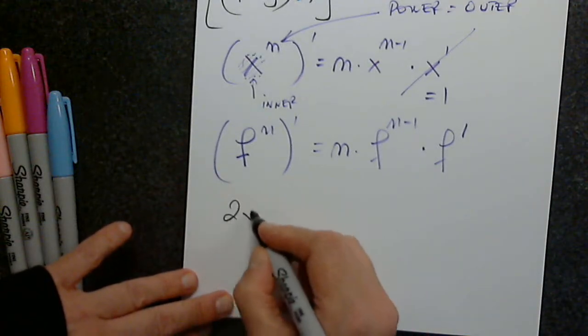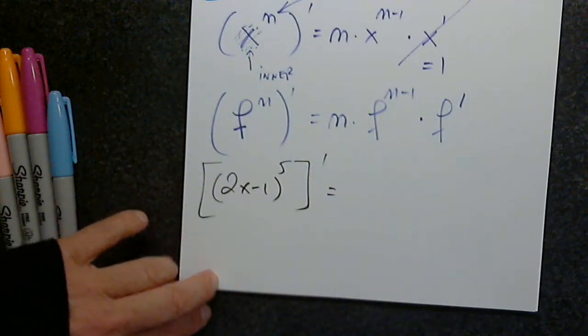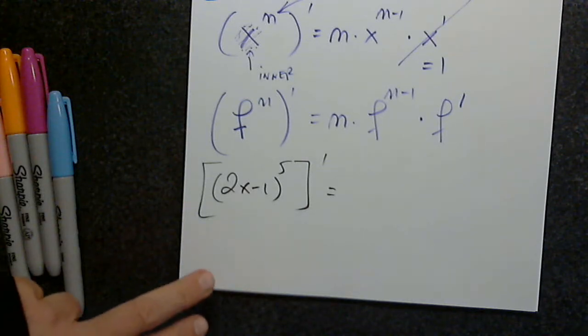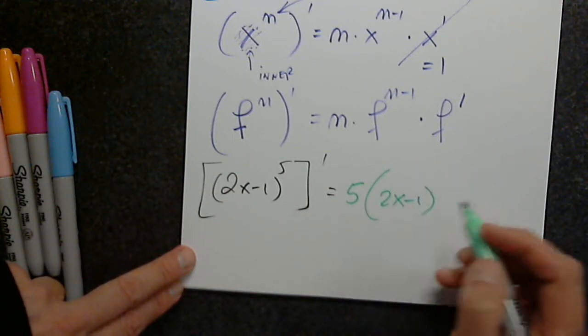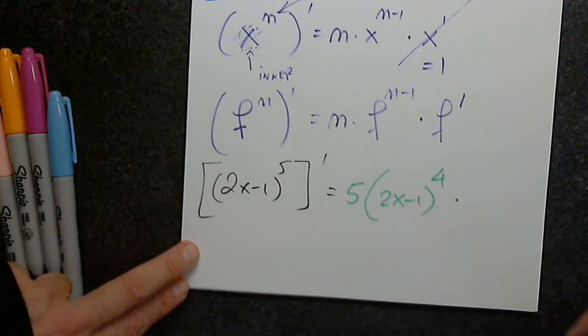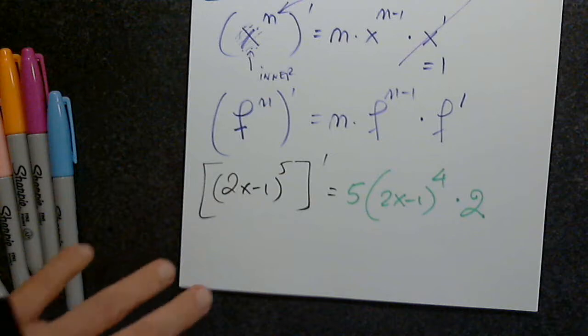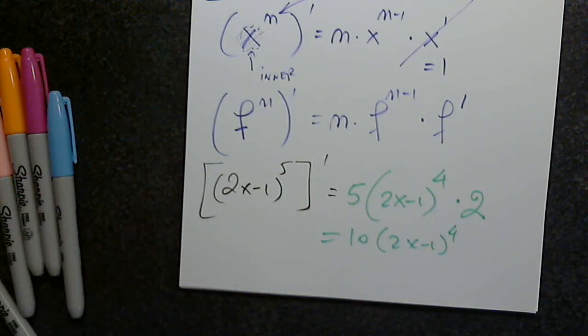Okay, so let's say 2x minus 1 to the 5th power, and I want to differentiate this. What do you think this will equal to? Yes? 2x minus 1 to the, very good, times 2, which is the inner function prime. 2x minus 1 prime is 2. Excellent. Any questions? Of course, I will rearrange it and write 10, 2x minus 1 to the 4th power, and that will be the end of it.